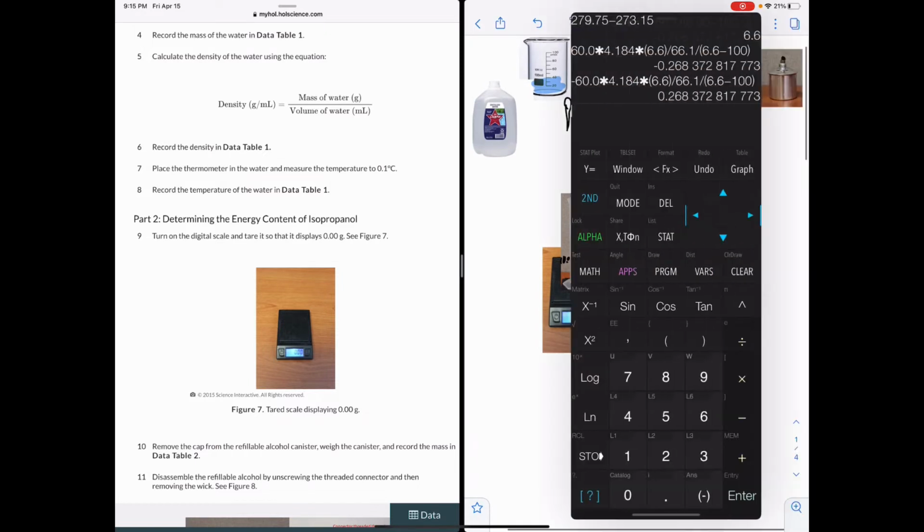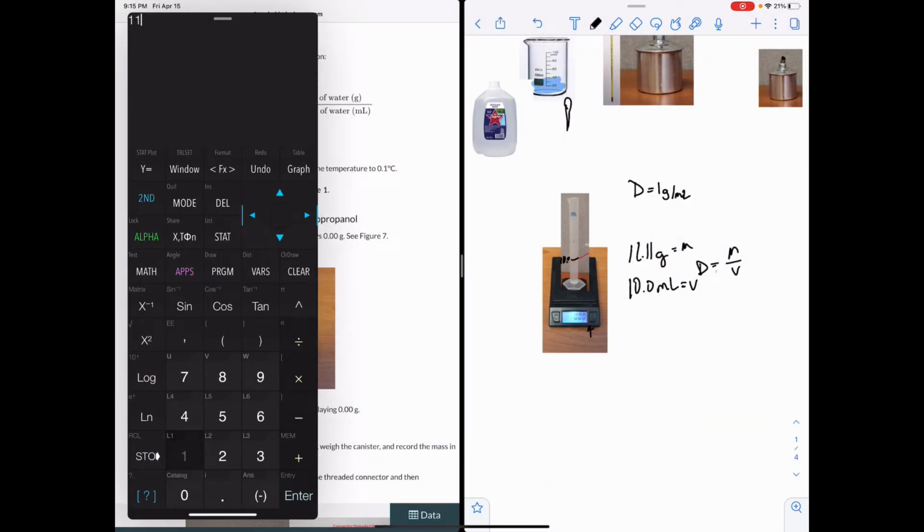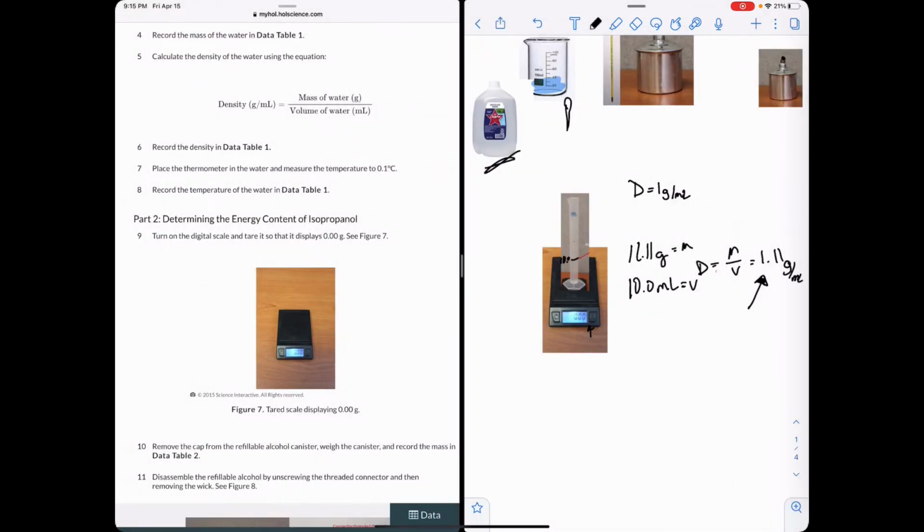So if I do that calculation, I do 11.11 divided by 10.00, and that's going to give me that the density is 1.11 grams per milliliter. This is actually a number you're going to use later in the lab, so don't forget about it. They're just saying, hey, you're going to calculate the density of your distilled water. You're like, okay, whatever. That's all that part is.